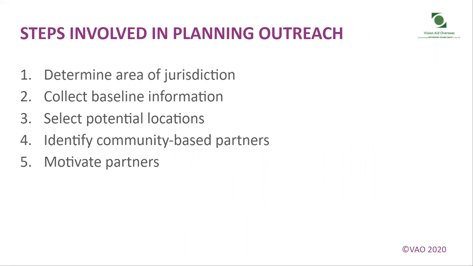Planning outreach involves multiple steps and should include: 1. Determination of area of jurisdiction. 2. Collection of baseline information. We must have an idea of service area population, prevalence and incidence of blindness, cataract, surgical rate, etc. 3. Selection of potential locations for outreach. The outreach organiser should select and suggest the places to conduct outreach based on the population and accessibility.